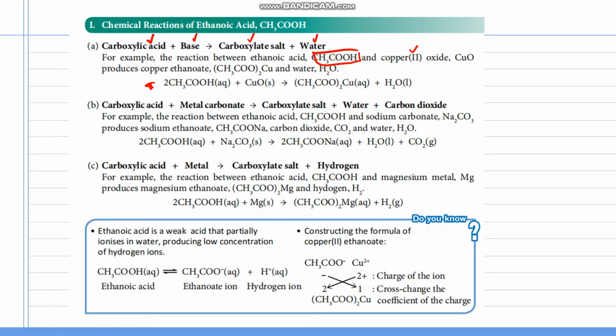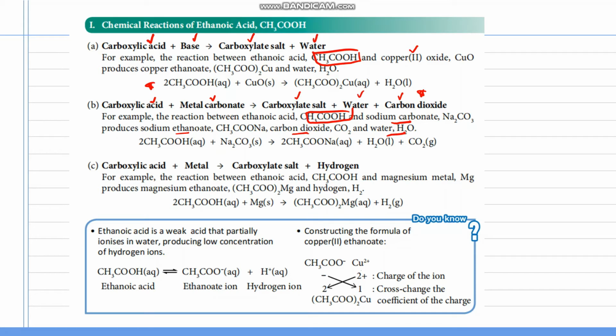And next, the carboxylic acid can also react with the metal carbonate. So whenever you see the word carbonate in the reaction, it will always produce carbon dioxide gas as the side product. So here we have the carboxylic acid react with the metal carbonate. Again, it will produce the carboxylate salt, the water. At the same time, it will release or produce the carbon dioxide gas. For example, again, we use the ethanoic acid react with the metal carbonate such as sodium carbonate. It will produce sodium ethanoate, and also it will release carbon dioxide gas and also produce water.